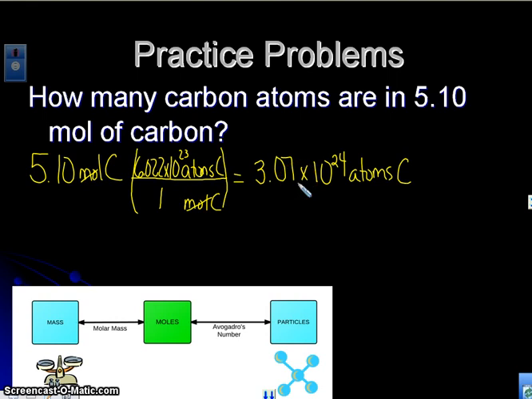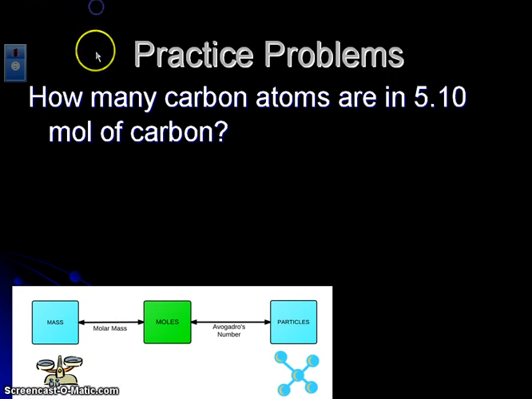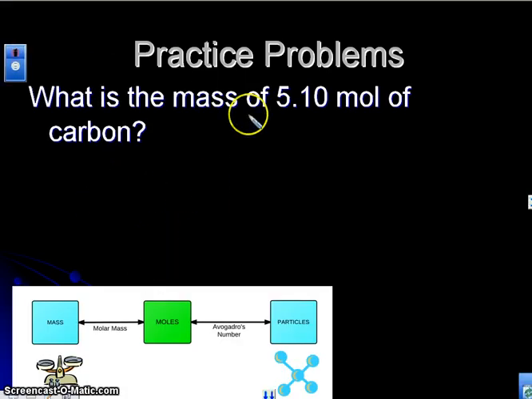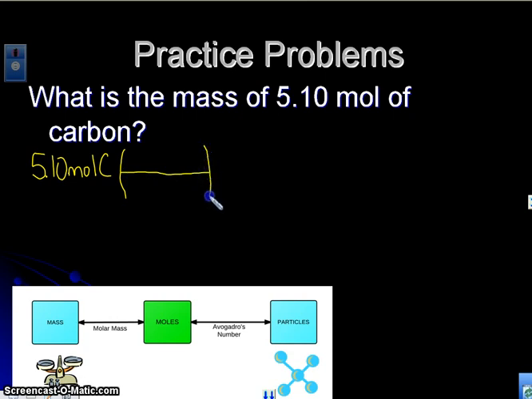Let's look at another problem. Now we've got a problem that's asking us to go from moles. It's giving us the moles of carbon in the problem, and it's asking us to find the mass. So we're going to start here on our flow chart with the moles, and we're going to convert to mass using the molar mass as a conversion factor. So again, we're going to start with 5.10 moles of carbon, and then we are going to look up on our reference table the molar mass of carbon. You should have that out. Pause and look it up.